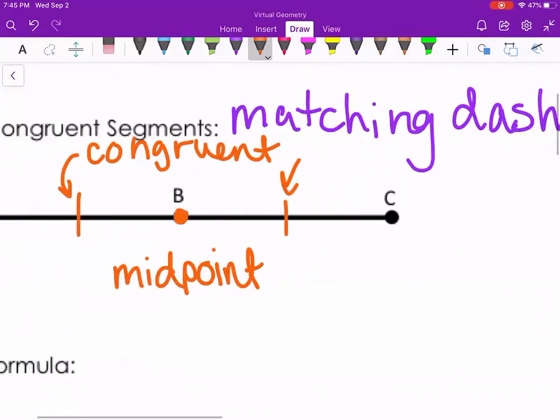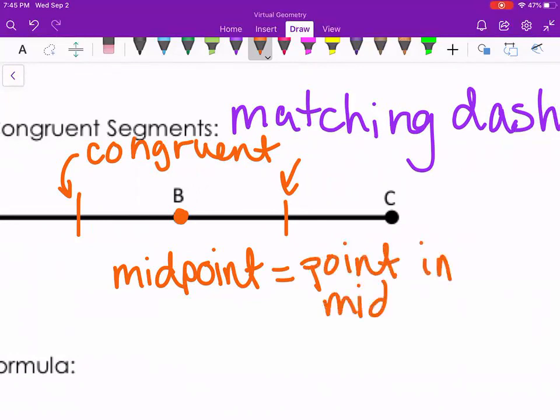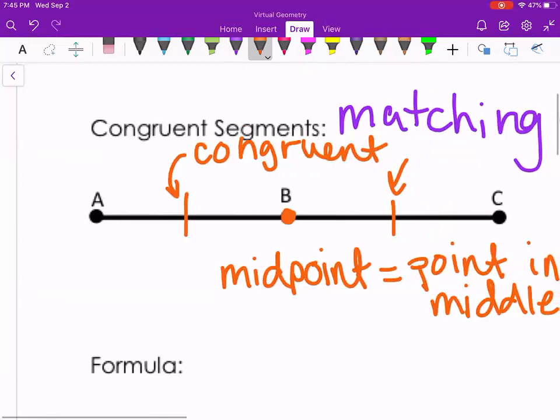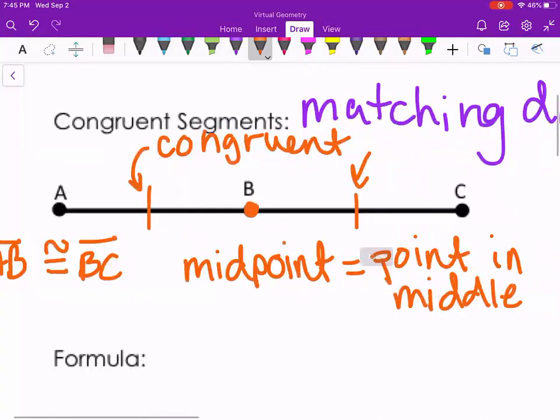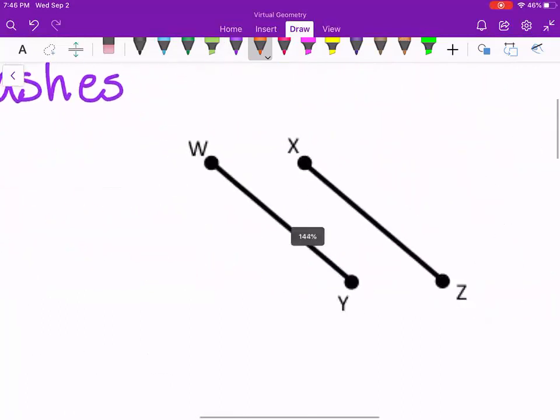Okay, we call that a midpoint, which is also known as, definition for that, the point in the middle. Hence, mid for middle and point. So for this situation, we would say segment AB is congruent to segment BC. And that's how that statement would be read. That's how we would write that out to say that those two segments, the right one and the left one, are congruent.